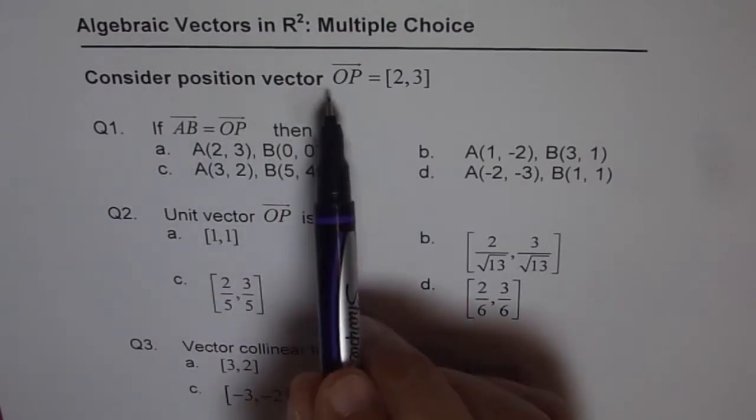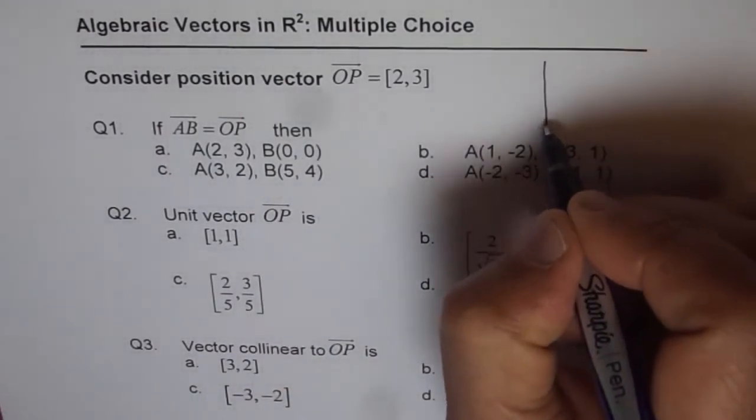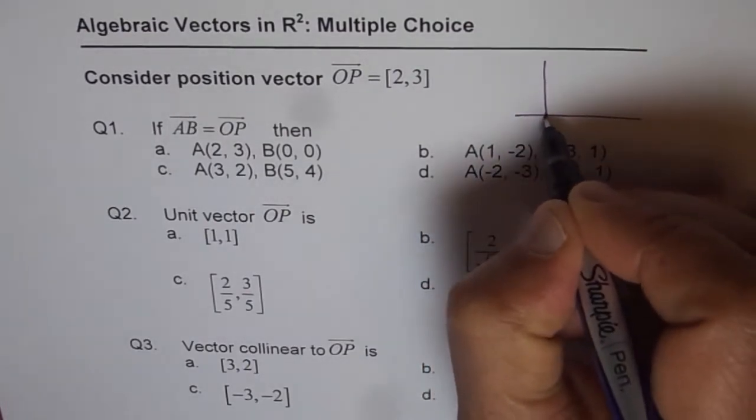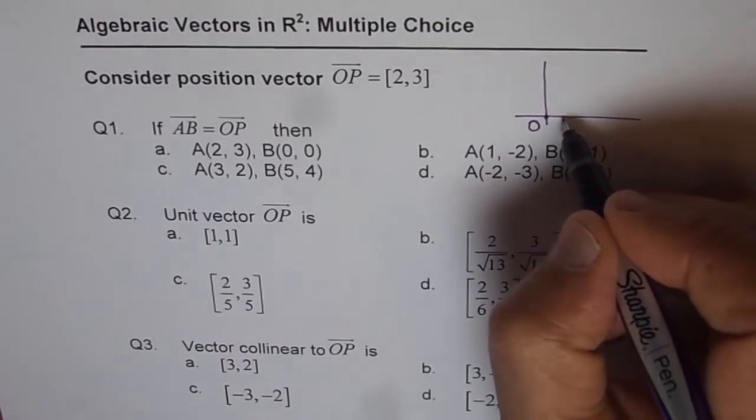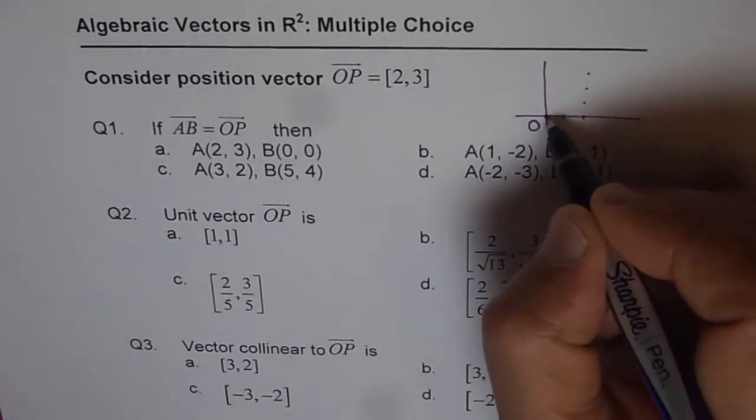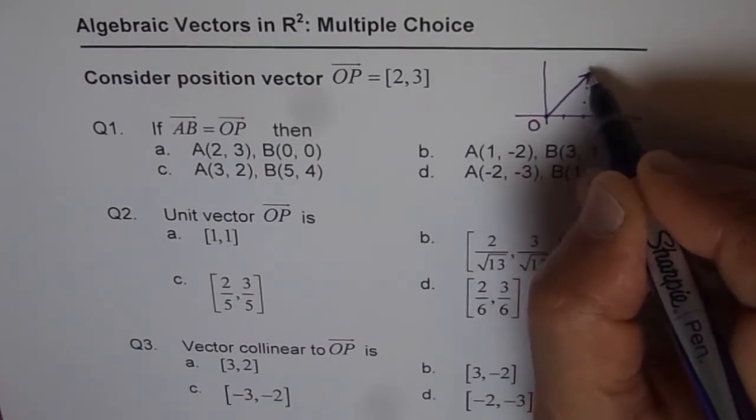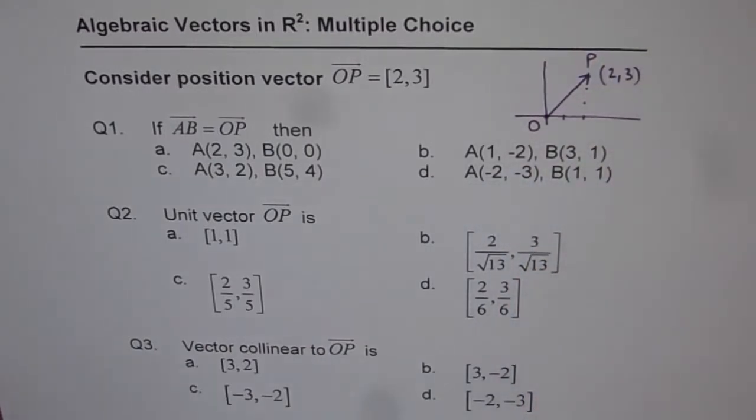It says OP equals (2, 3). That means O is the origin and P is (2, 3). So we go 1, 2 along, and then 1, 2, 3 up. That vector is OP, and that's the point P, which is (2, 3). That is how we have to see our vector.